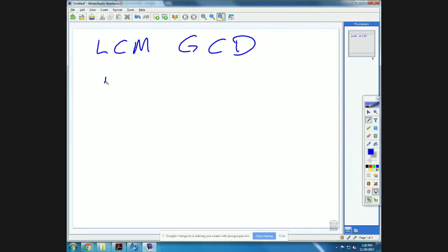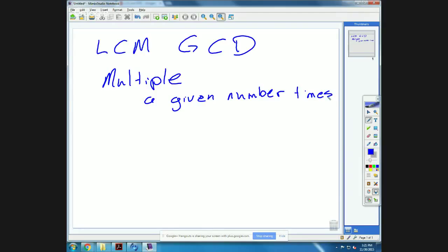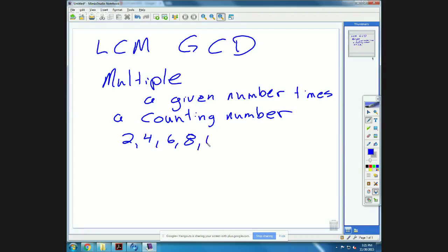Just a reminder, a multiple is a number times some counting number. So, for example, we looked at multiples of 2, and so on. 2 is a multiple of itself, 2 times 1, right? Multiples of 3.